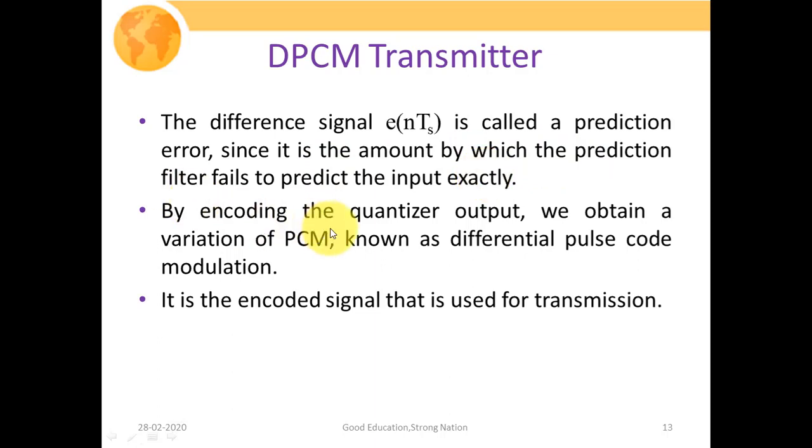So by encoding the quantizer output, we obtain the variation of PCM that is known as differential pulse code modulation. The difference between PCM and DPCM is quite clear: in PCM we are encoding each sample value, whereas in DPCM we are trying to encode the error signal. So it is the encoded signal that is used for the transmission.